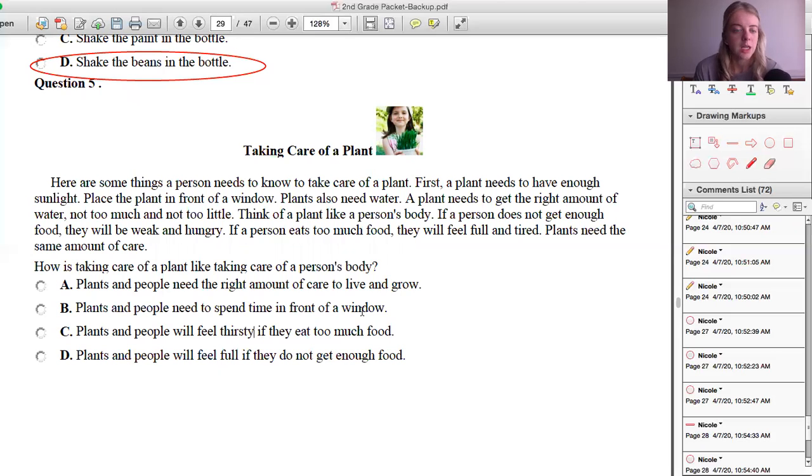If a person does not get enough food, they will be weak and hungry. If a person eats too much food, they will be full and tired. Plants need the same amount of care. Plants and people need the right amount of care to live and grow. Plants and people need to spend time in front of a window. Plants and people will feel thirsty if they eat too much, or plants and people will feel full if they do not get enough food. Your answer should have been A. Plants and people need the right amount of care to live and grow. You can find that in the last sentence.